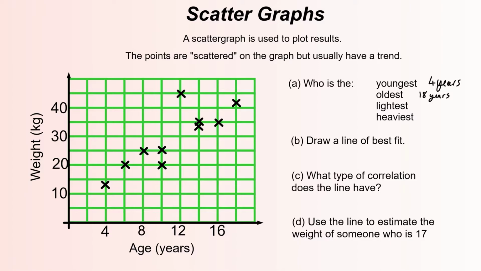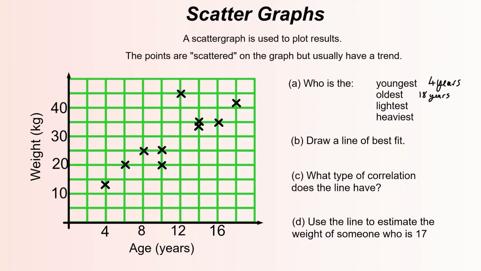All right, the lightest person. Now we're talking about weight, so we're going to the vertical, the y-axis, and the lightest person would be this cross here. That's the lowest one down. Again with this one, be really careful with the axis. This is 10, 15, 20. It's going up in 5s on the y-axis.